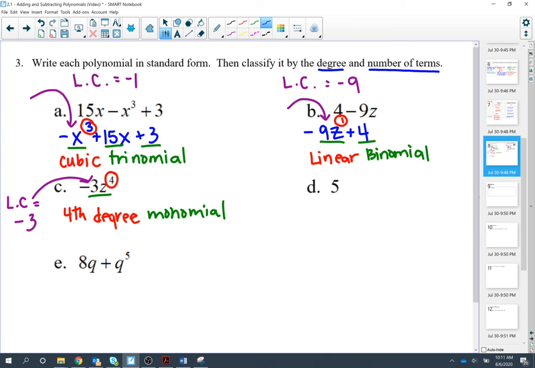Letter D, 5. Standard form, it's a 5. It's already in standard form. We don't have to do anything with it. Degree, so the degree is the exponent on the variable. There's no variable, so the degree is 0. Okay, look back at your chart. If we have a degree of 0, this is called a constant. The reason it's called a constant is because it's always 5. 5 is a constant number, so it doesn't change. A variable can change. A variable can be anything I want it to be, but 5 is just 5. Number of terms, 1. So that is a monomial.